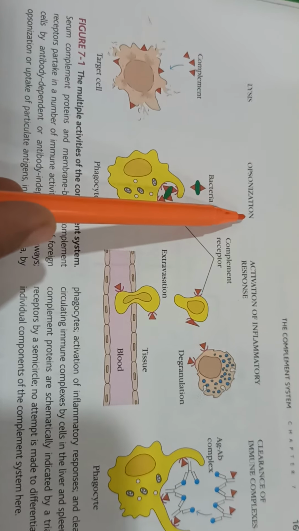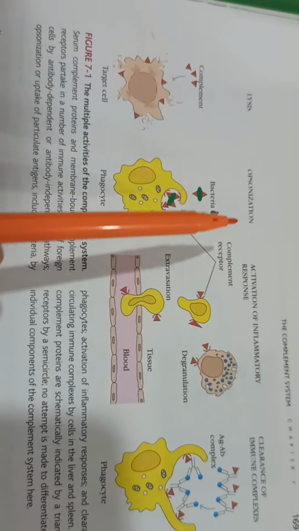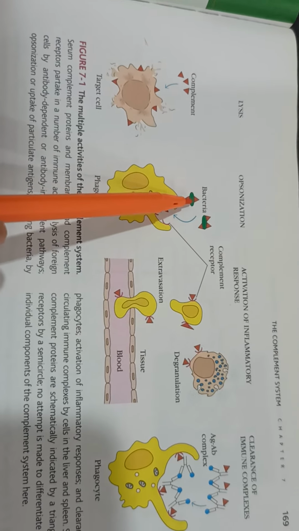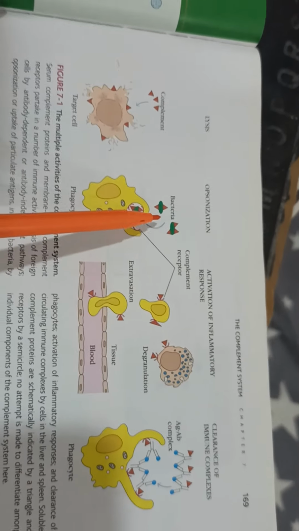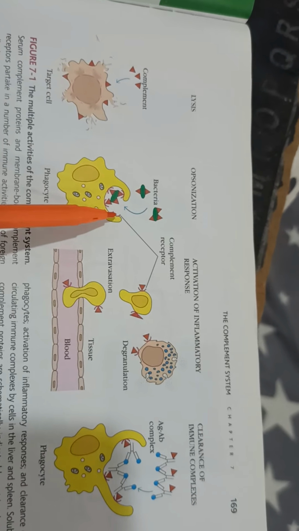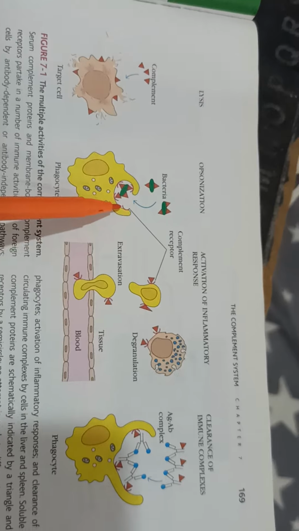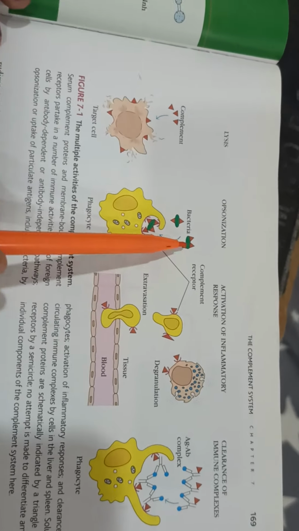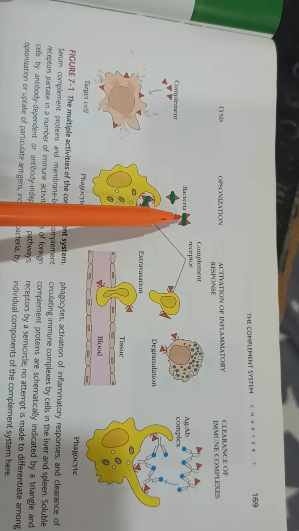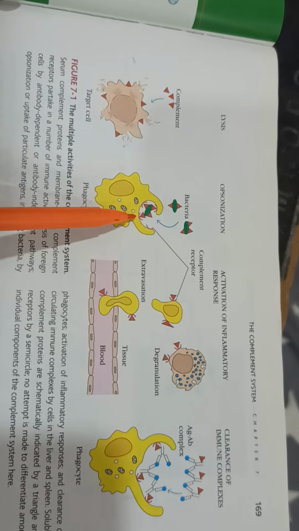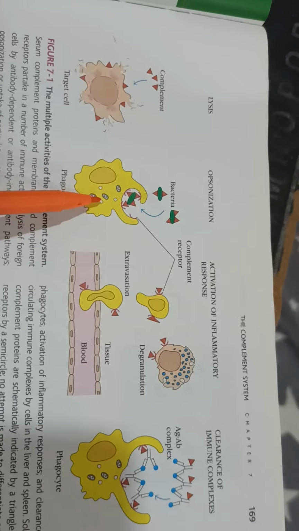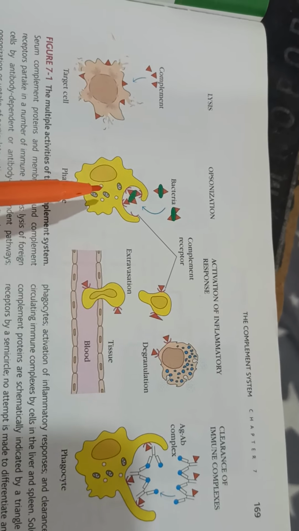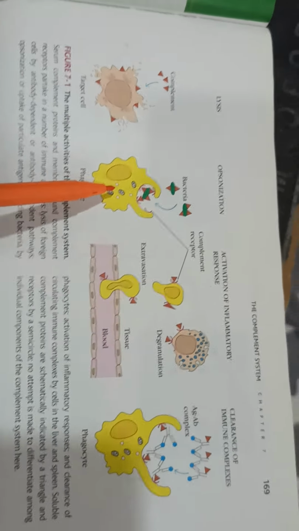The second function is opsonization. In opsonization, you can see here the bacterial cell is first coated by the complement, and now the phagocytic cell will have the receptors for the complement, so that the complement which has bound to the antigen can now bind to the phagocytic cell, and the phagocytic cell will do phagocytosis. In this way, destruction of the antigen is done.